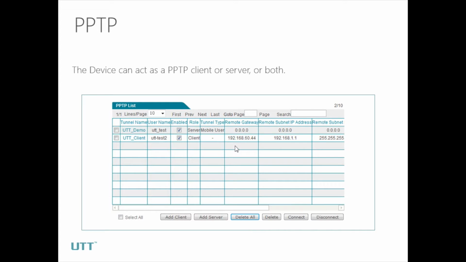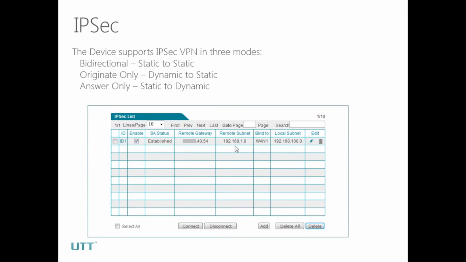Internet Protocol Security, shortened as IPsec, is a framework of open standards for helping to ensure private, secure communication over Internet Protocol networks through the use of cryptographic security services. IPsec is integrated at the Internet layer. It provides security for almost all protocols in the TCP/IP suite. And because IPsec is applied transparently to applications, there is no need to configure separate security for each application that uses TCP/IP. UTT business routers support IPsec VPN in 3 modes.